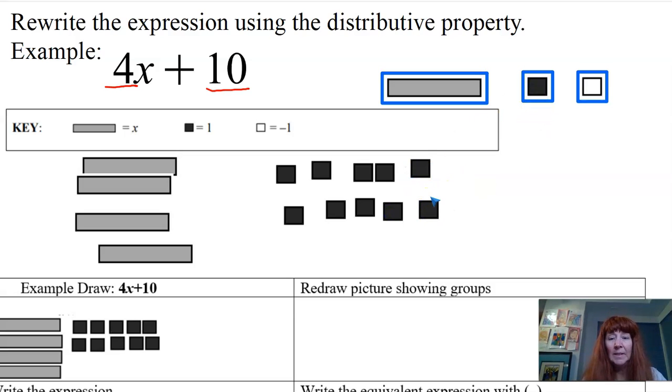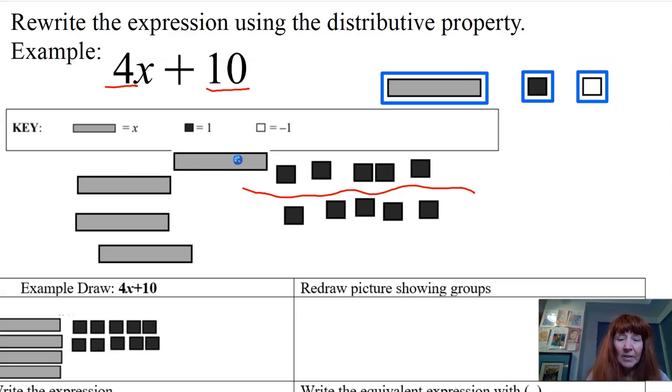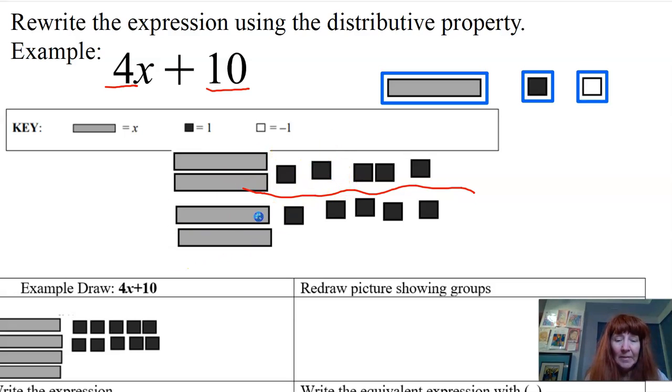So I'm already seeing, if I separate these, there's 5 on the top and 5 on the bottom, that's 2 groups. Well, I can drag this over here. So now I've got one group of 2x plus 5. And on the bottom, I have another group of 2x plus 5. And I know that 2 is the greatest common factor between 4 and 10. So this kind of makes sense why it's going to be 2 groups.